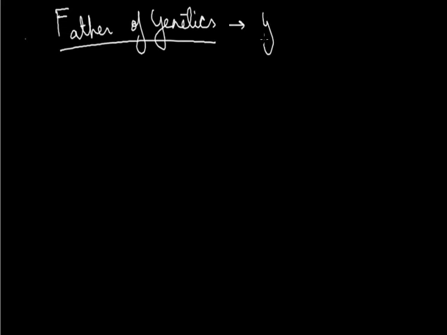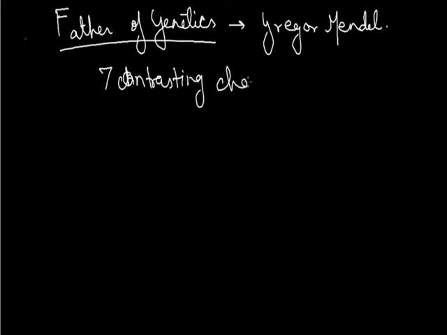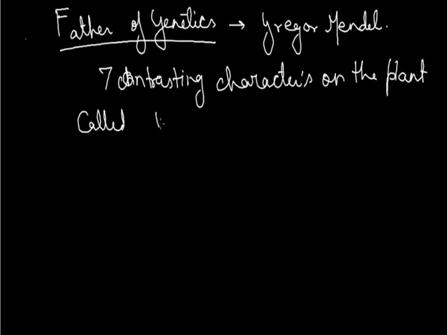Now we talk about the father of genetics, Gregor Mendel, who studied seven contrasting characters on the plant called Pisum sativum, also known as the pea plant.